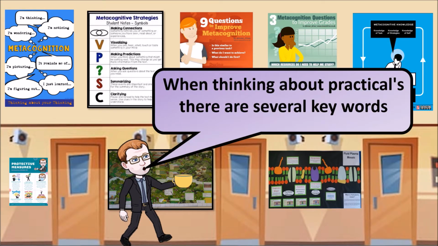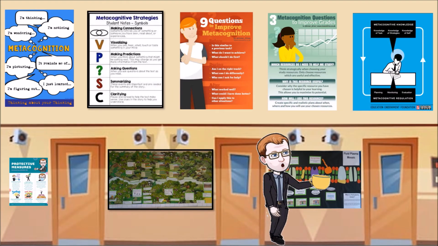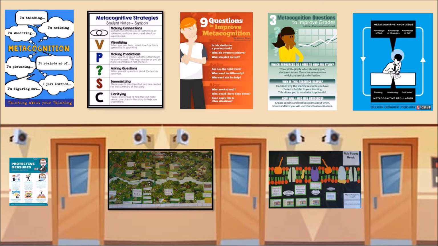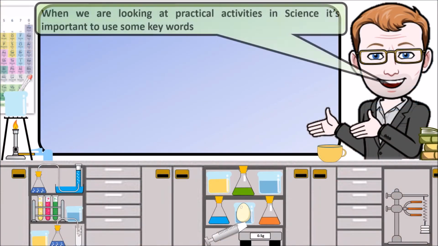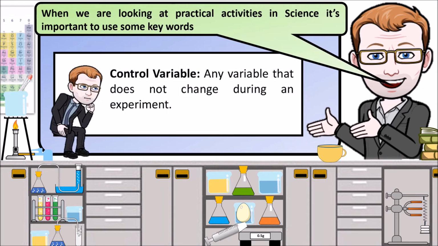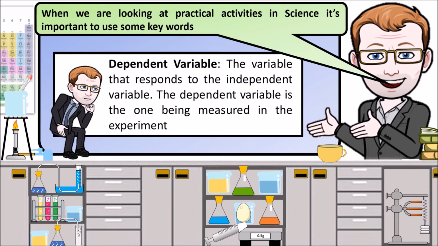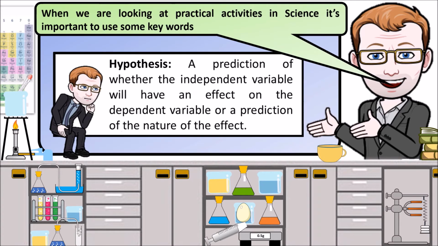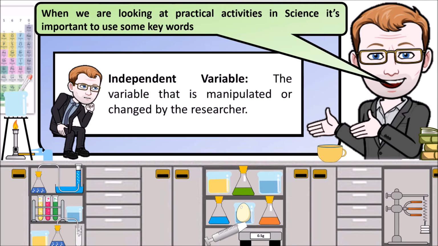So when thinking about practicals, there are several keywords that we need to remember. So a control variable is any variable which does not change during the experiment. The dependent variable is the variable that we're going to measure and responds to the independent variable. A hypothesis is a prediction on whether the independent variable will have an effect on the dependent variable. An independent variable is a variable that we are changing.